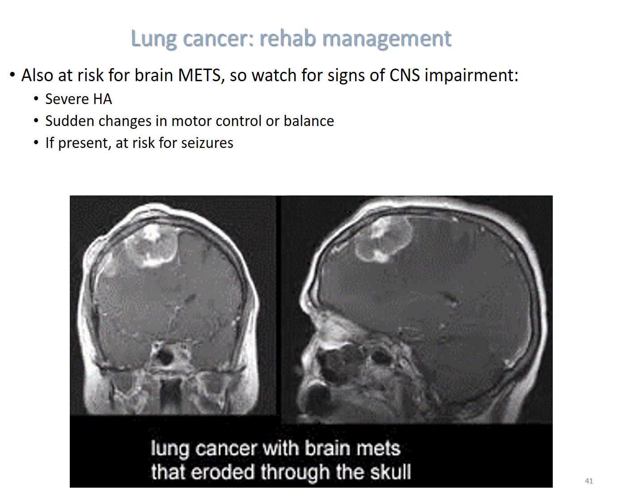Also important to look out for, they're also at risk for brain mets, so you want to watch for signs of central nervous system impairment. If they have any significant headaches, or any sudden changes in motor control or balance, and if they do have brain mets, then they are at higher risk for seizures. So you want to watch out for those things.